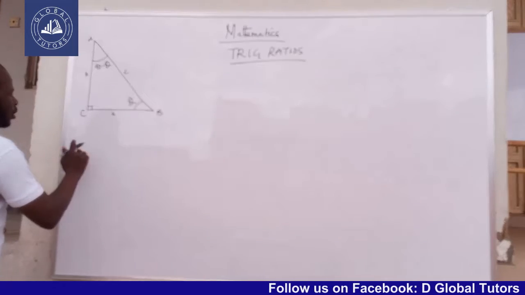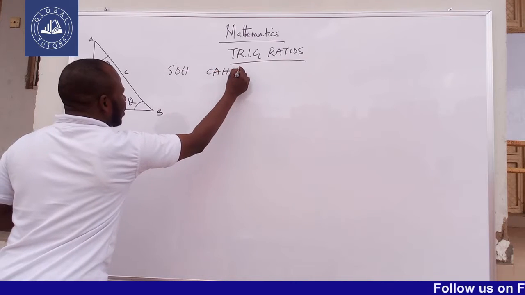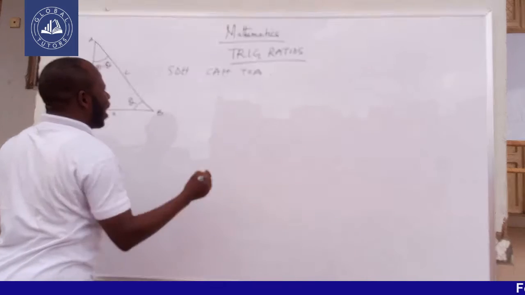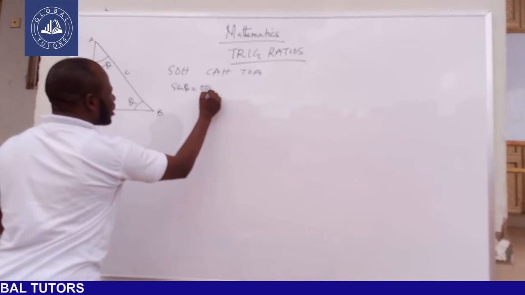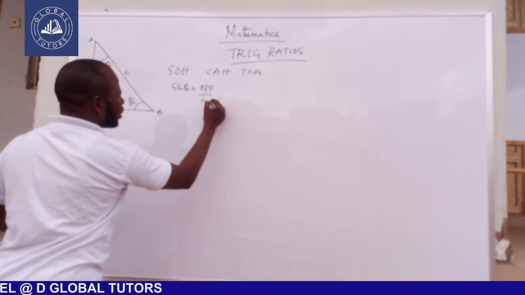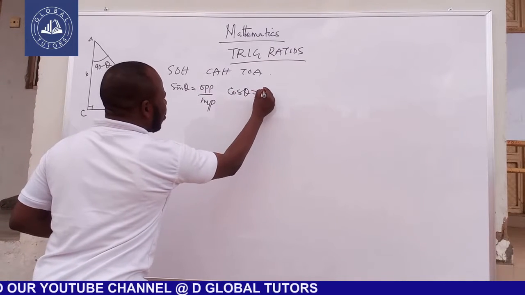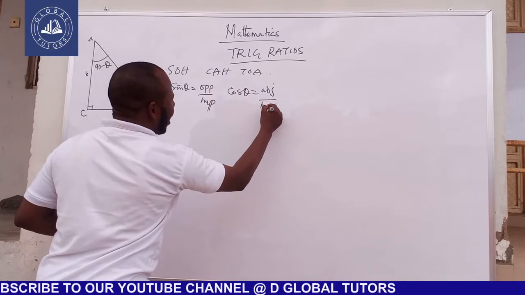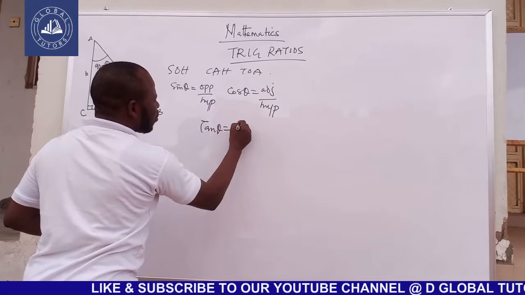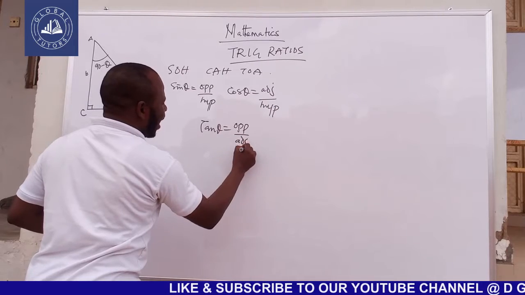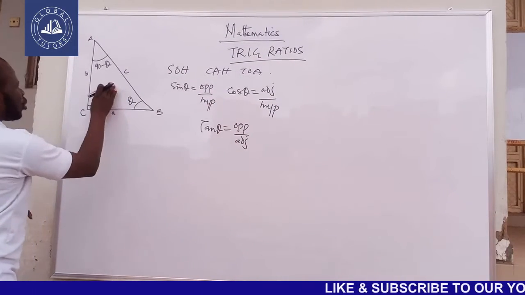Then we went to SOHCAHTOA. In SOHCAHTOA, I told you that SOH means sine theta equals opposite over hypotenuse. Then I said CAH means cos theta equals adjacent over hypotenuse. Then I said TOA means tan theta equals opposite over adjacent. So we now related this to this triangle.